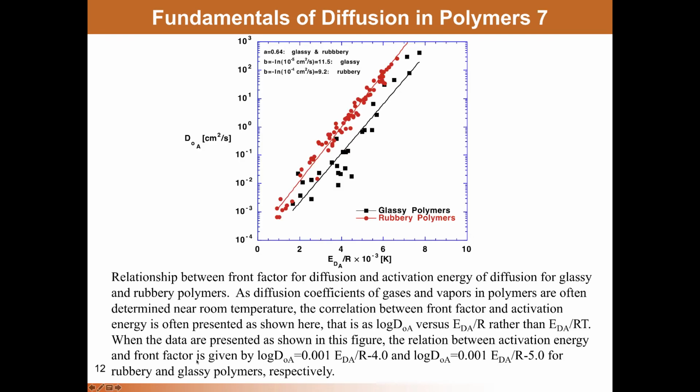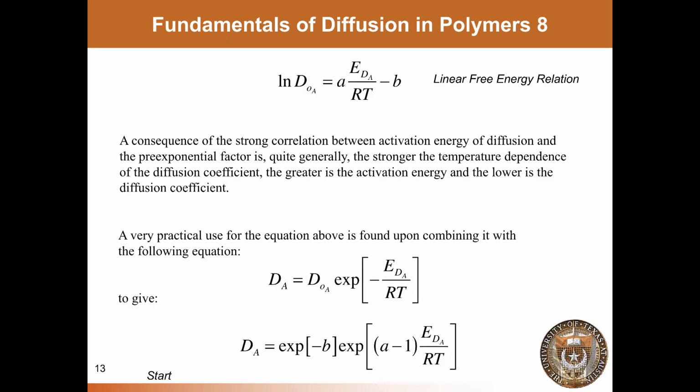The data that underpin that are shown here, and you can see that for a wide variety of different small molecules in rubbery polymers, for example, all of the data line up more or less around this single line. And likewise for the glassy polymers, you see some scatter, but more or less there's a very strong correlation between this front factor and the activation energy of diffusion. This relationship is so ubiquitous throughout transport phenomena that it has a special name.